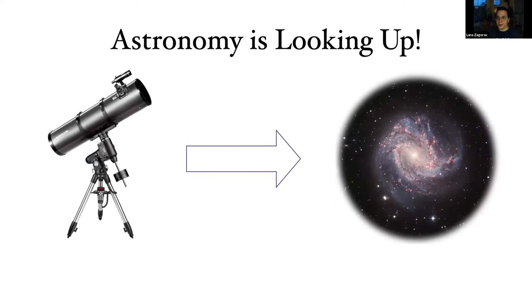All right, so like I said, astronomy is looking up. So how do we do astronomy? We take telescopes that maybe look like this or maybe look much larger than this, and we take really gorgeous images of the universe, like the one that you see on the right. And we use these images to get information out of them.